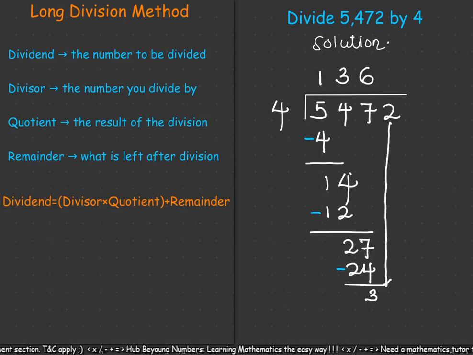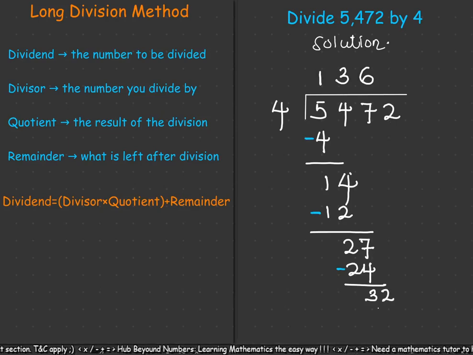So you bring the 2 down. The 2 comes down, and our new number is what? A 32. We start our division again. 32 divided by 4. You see? So this time around is a 32 divided by 4. And then we know that gives us an 8. So how many times does 4 divide 32? It is an 8. So you write our 8 up here.